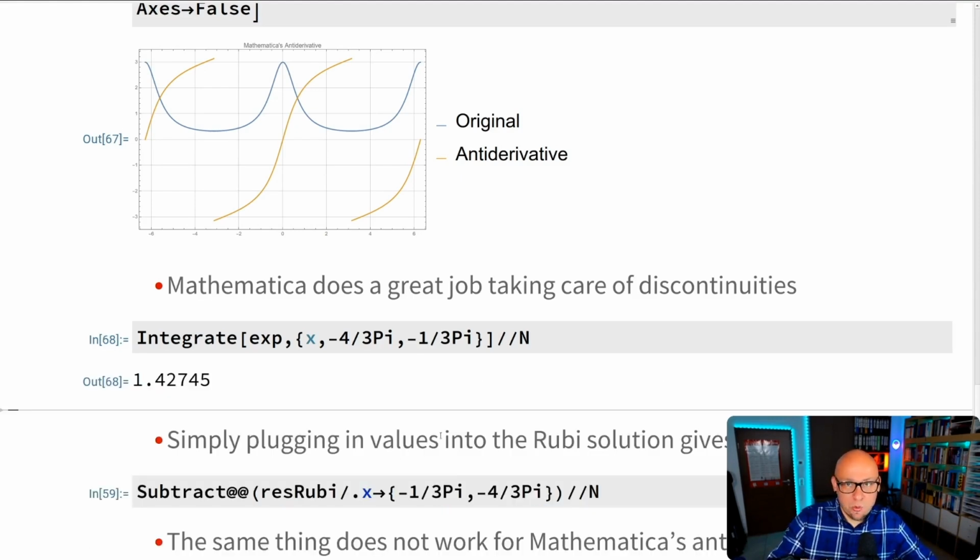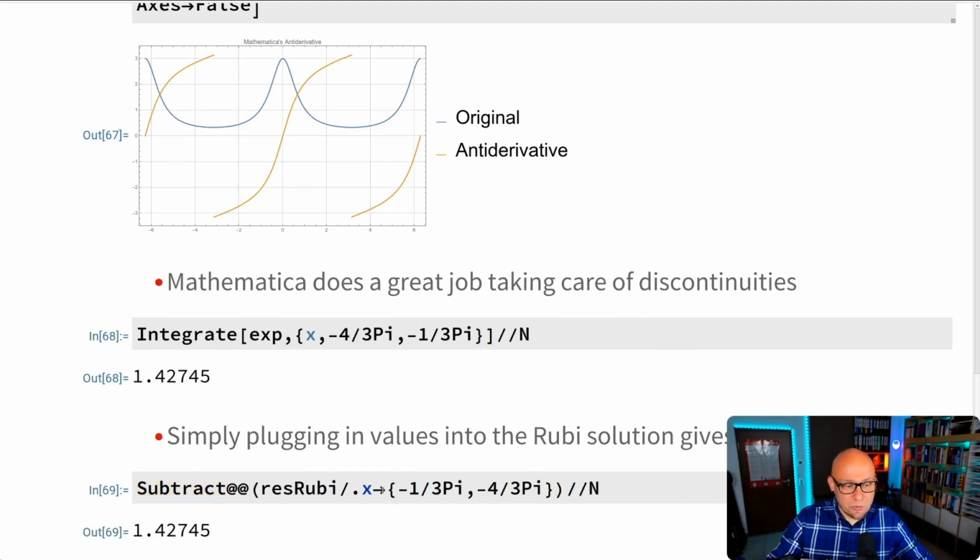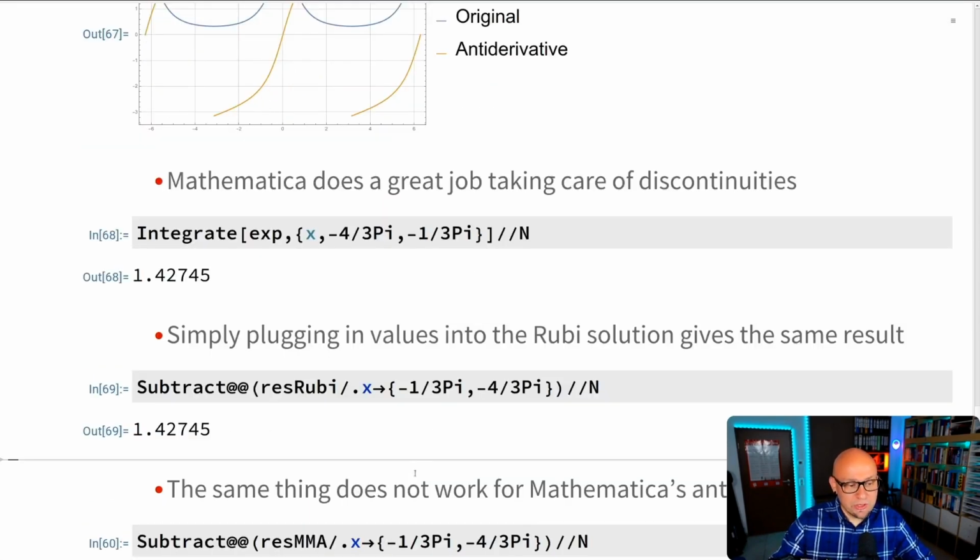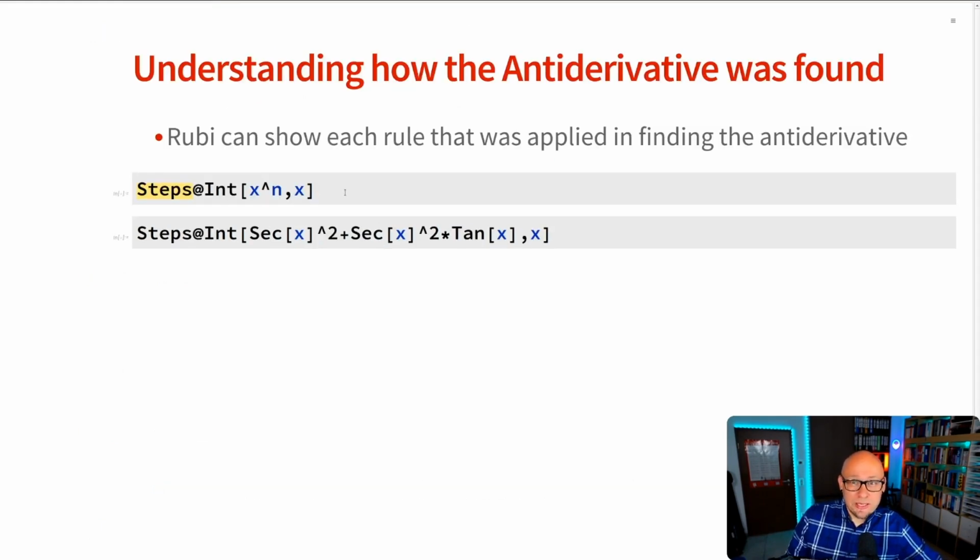It's roughly 1.4 here. With Ruby, however, we could just take the antiderivative and plug in the values, left side, right side, and then subtract them from one another. And what we get is the same result. And if I scroll down, we could not do the same with the antiderivative that Mathematica provided because it contains these jumps.